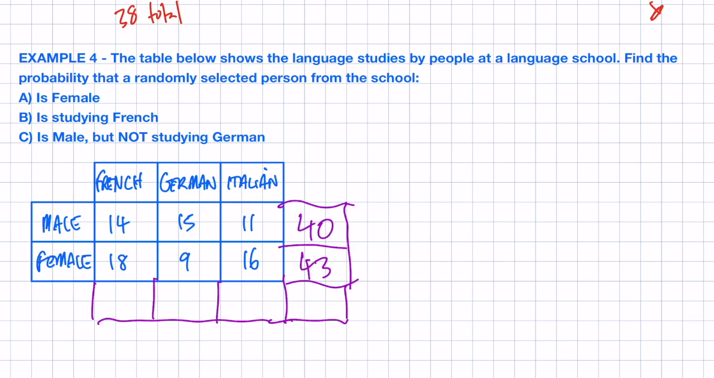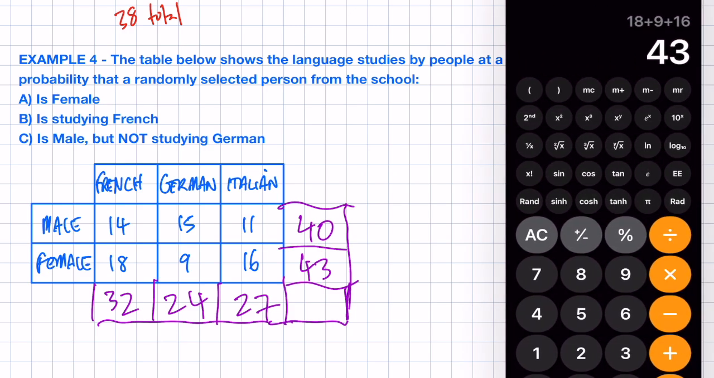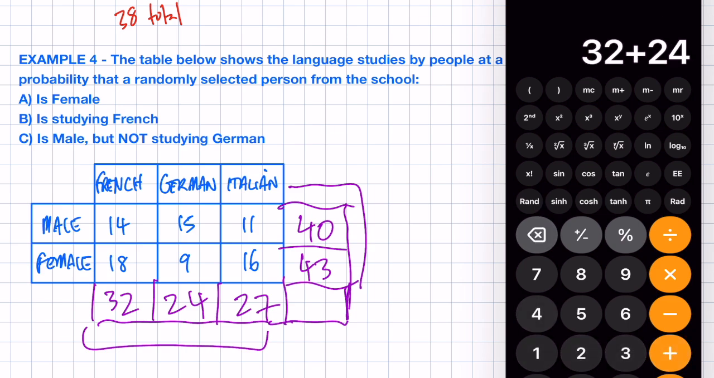Now that's total French. What do we have? 32. Total of German, 24. And 27. What would I have here in the bottom corner? The total number of students at the school. 83. This column here should be the same as that as far as I'm concerned. Okay, so let's check that that's the case. 40 plus 43 is 83. Let's check 32 plus 24 plus 27, 83. Okay, we did our maths properly.